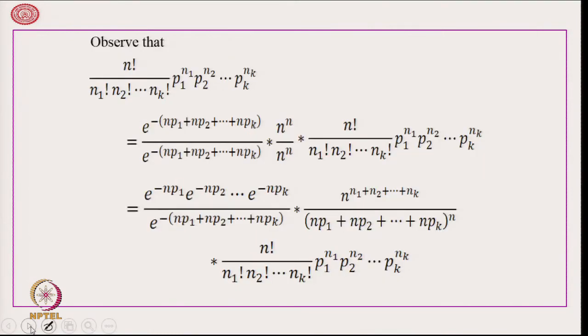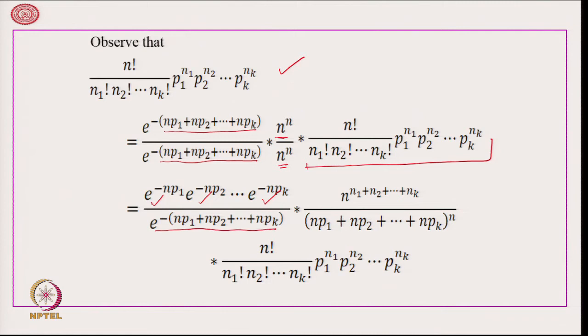Now, we shall work with this formula. We write it in a slightly complicated way. So, we write it as e to the power minus (n p_1 plus n p_2 plus ... n p_k) and divide by the same quantity. Similarly, again we multiply it by n to the power n and divide by the same quantity, and then this is the formula that we already had. Now, let us simplify this term. So, we can write this as e to the power minus n p_1, e to the power minus n p_2, up to e to the power minus n p_k.